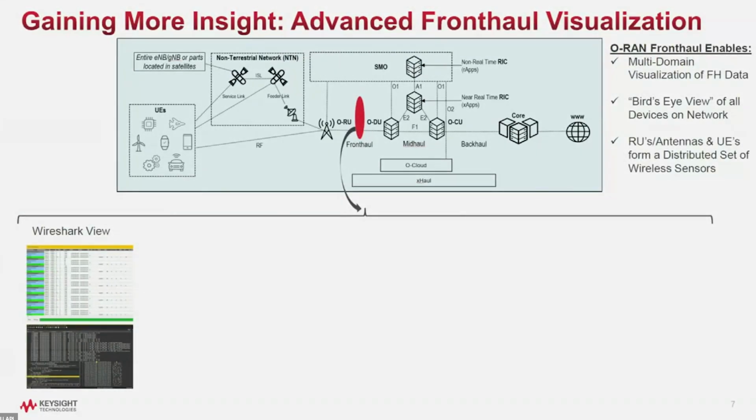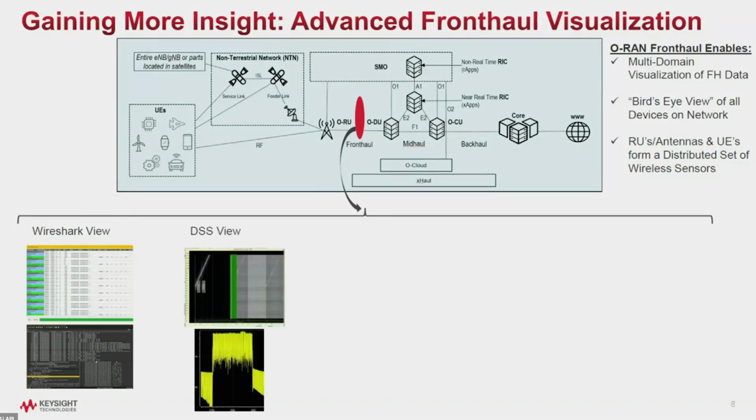All right, but it turns out there are a lot more exciting things we can do than just look at the log files for Wireshark on that interface. One example is the DSS view. We can look at dynamic spectrum sharing, and we can see, in novel ways, what's happening on the network for spectrum sharing in the DSS view.